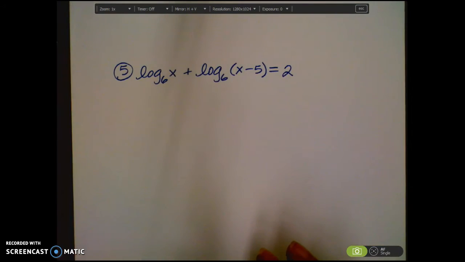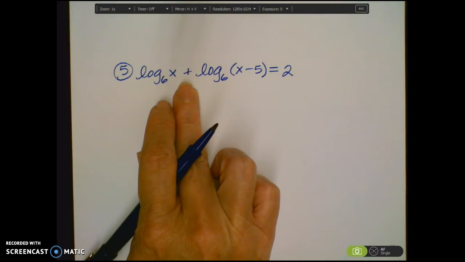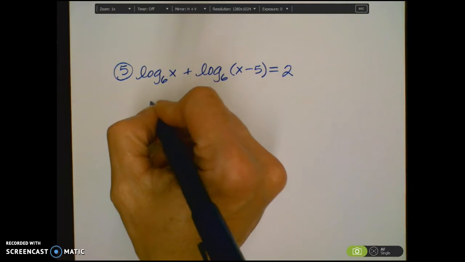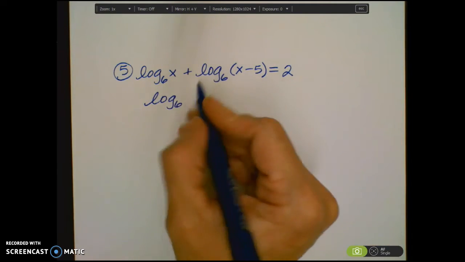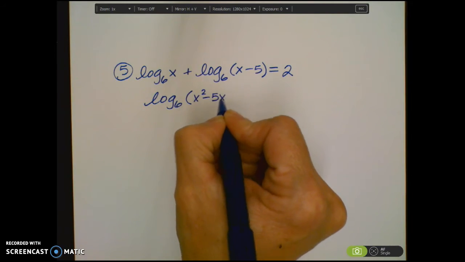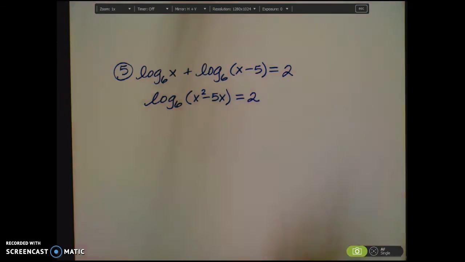Alright, so we condense it in much the similar way that we did last time. We know that in this case we have a sum, which means when we condense, these will become a product. So in this case, the log base 6 of the quantity x squared minus 5x. And I've gone ahead and multiplied those together. You'll see why in a moment. And that, of course, equals 2 on the right side.